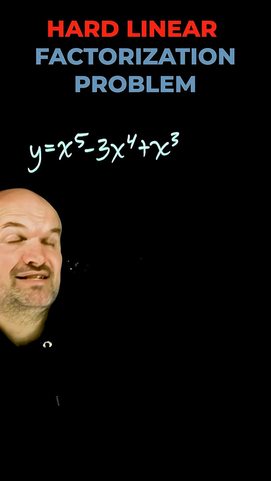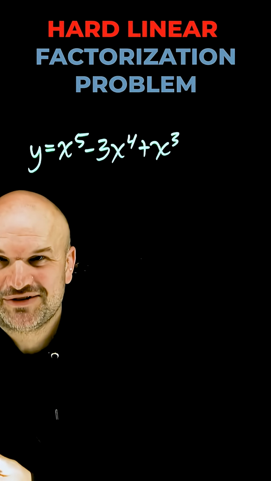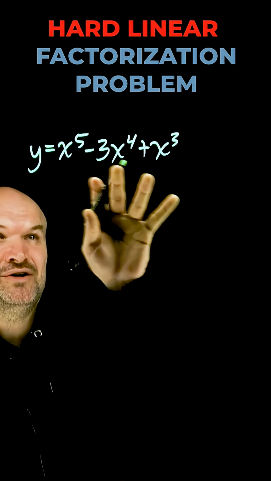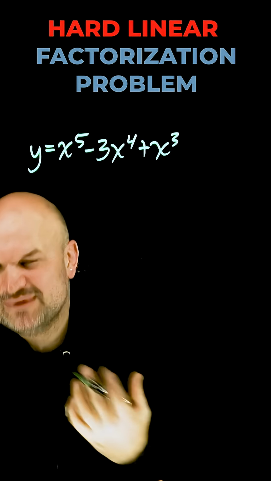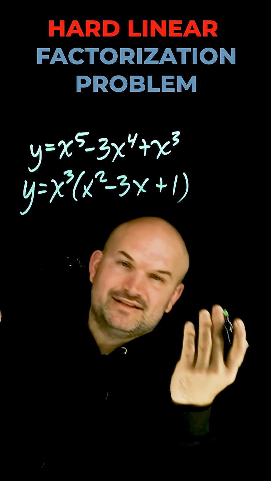Let's find the linear factorization of this polynomial. And it's a polynomial my students really hate because they want to do factoring, and unfortunately there's not a lot of factoring in this problem. We do recognize though that they have a common factor of x cubed, so we can factor that out first. Okay, so we factor out the x cubed.